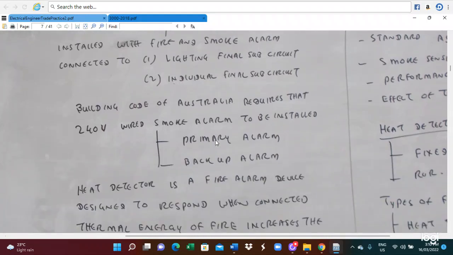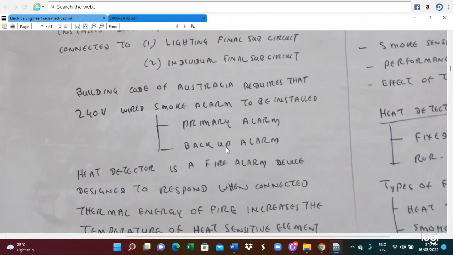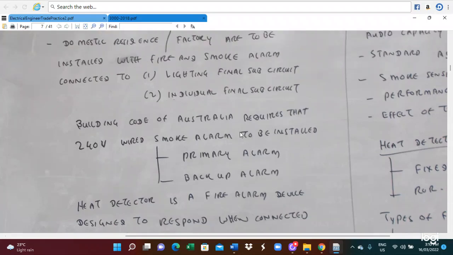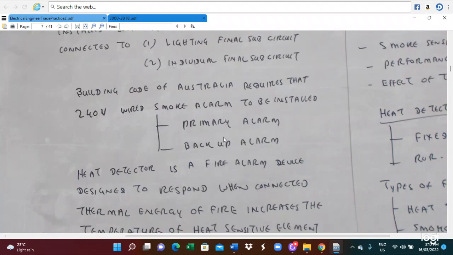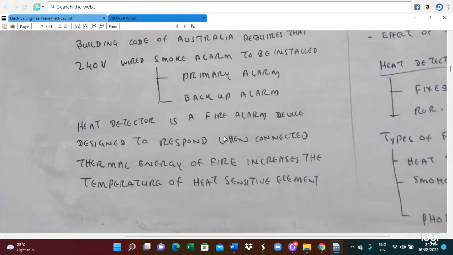The Building Code of Australia requires 240 volt smoke alarms to be installed as the primary alarm, and we also need to connect a secondary backup alarm. So a lighting final subcircuit or an individual final subcircuit has to be installed. The building code also requires that the 240 volt smoke alarm be installed as the primary alarm, and we also install the backup alarm.